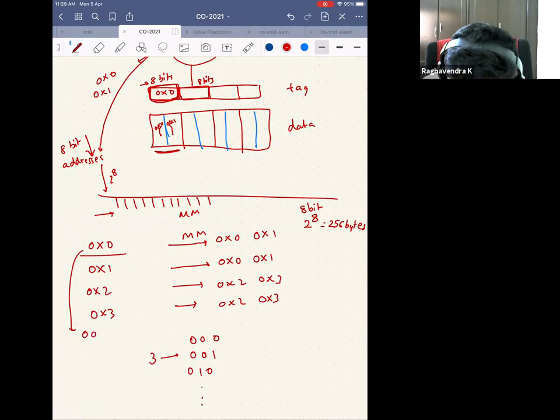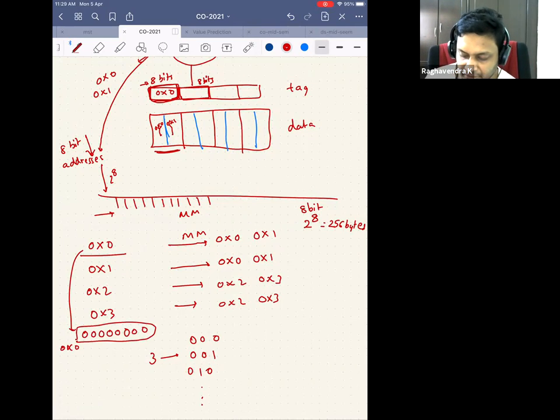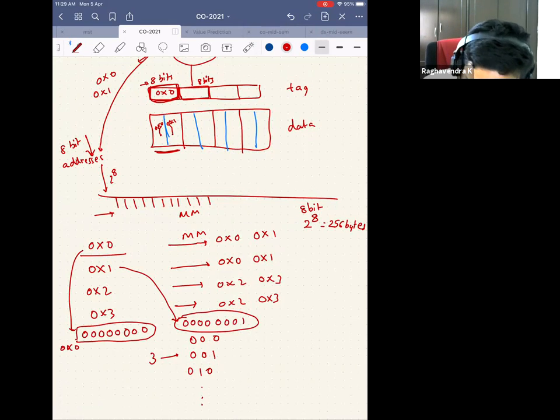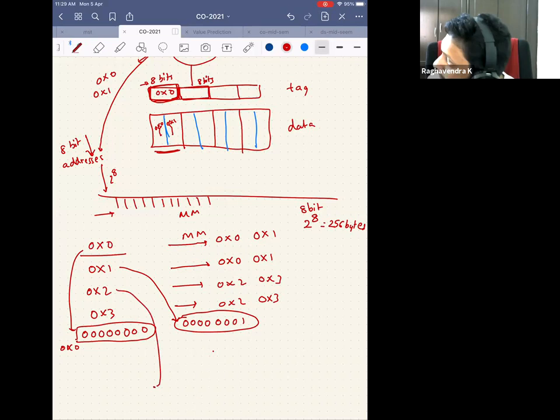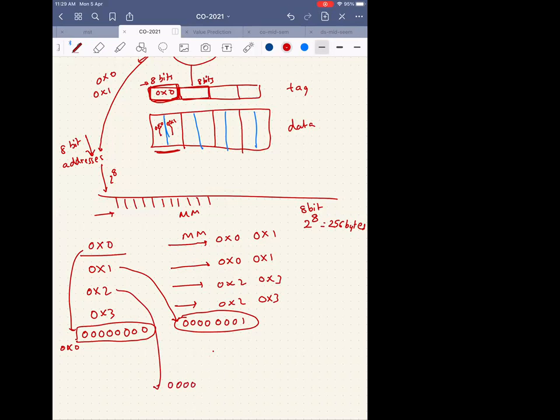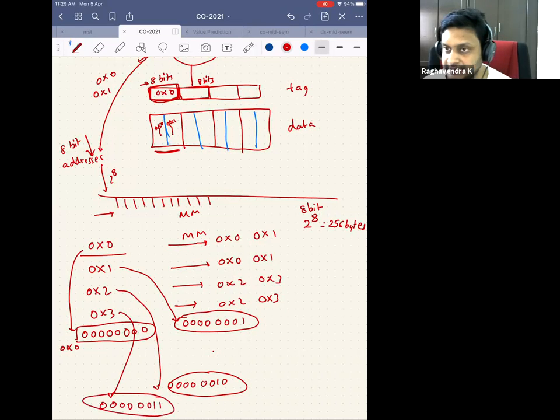So this is one address. This address is actually 0x0. I'm just writing it in hex, but this is 0x0. And what is this address? This is one other address. Okay, and what is this address? And what is this address? Okay, these are the addresses.